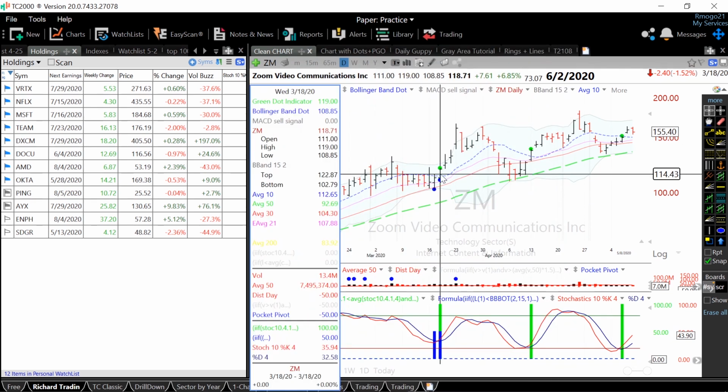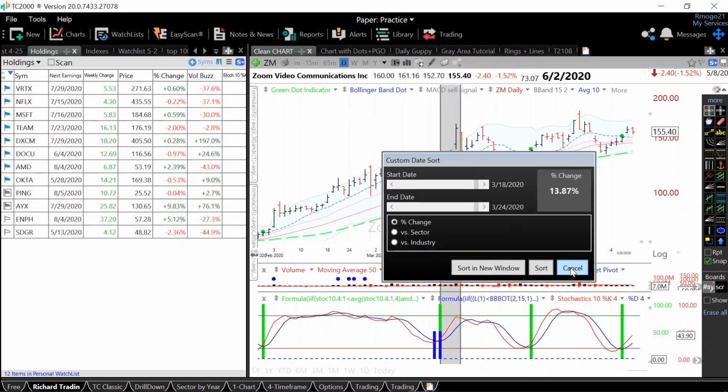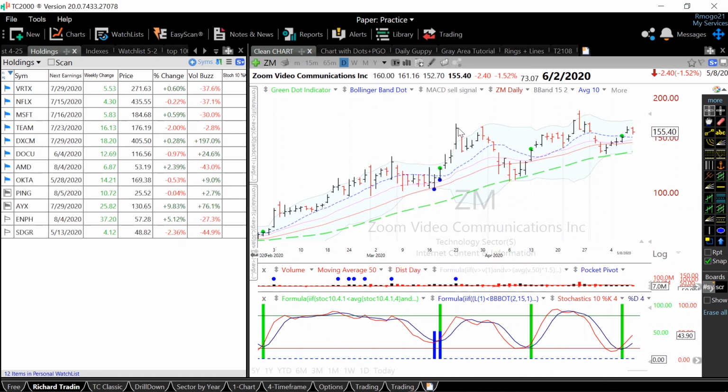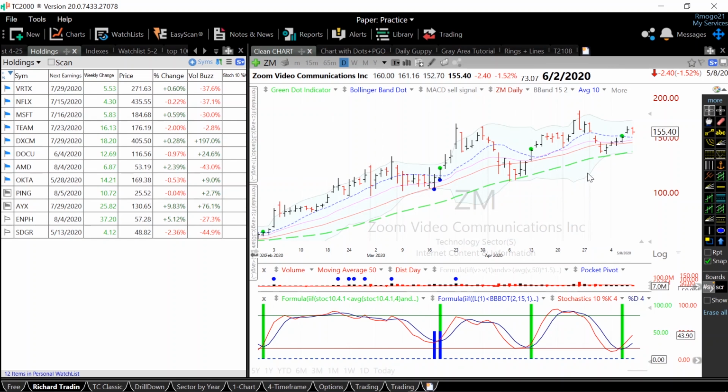So once again, this is a nice quick way to get a low risk entry, and I managed to get about 20% gain right here, and then once again in Zoom right here I got another 20-ish% gain. And there was another green dot entry just recently. I didn't take this one, but we'll see how this one works out.